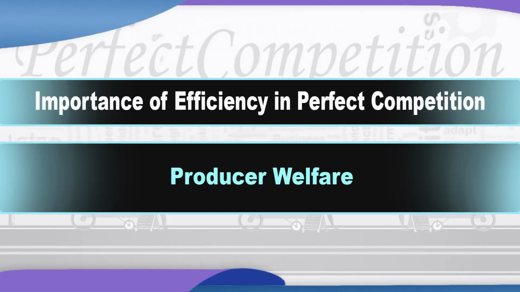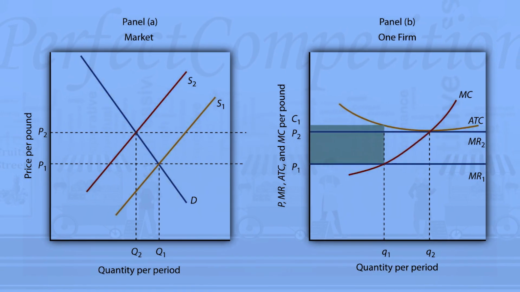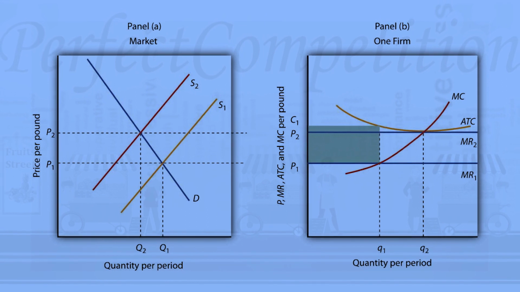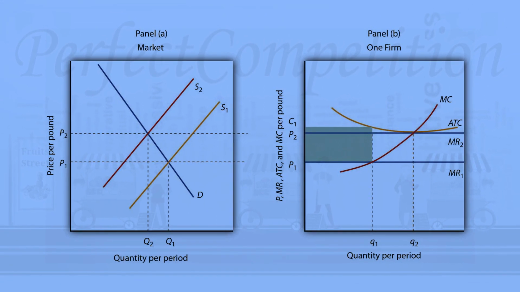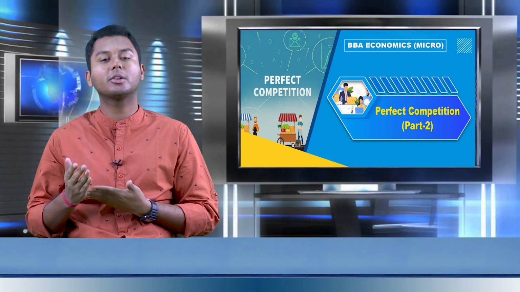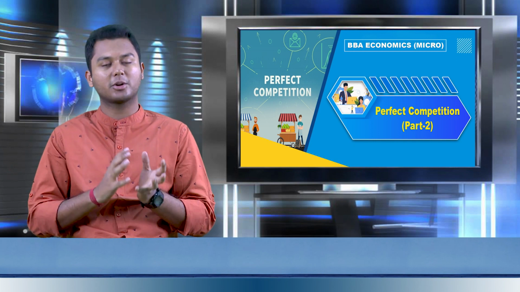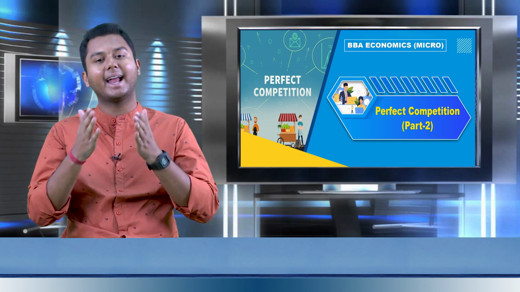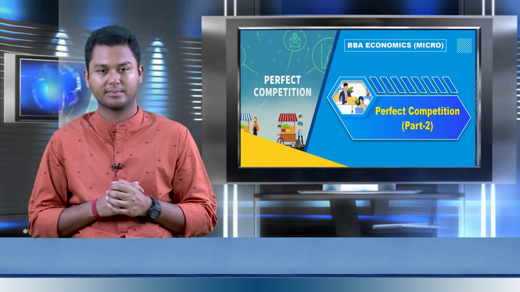Now, moving to producer welfare. Firms operate efficiently by minimizing costs and maximizing output, thus leading to sustainable level of profits in the long run. Even though economic profits are zero in the long run, firms cover the opportunity cost, ensuring that they at least remain in business if not grow by a great margin.